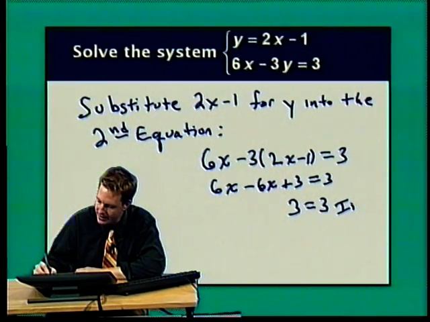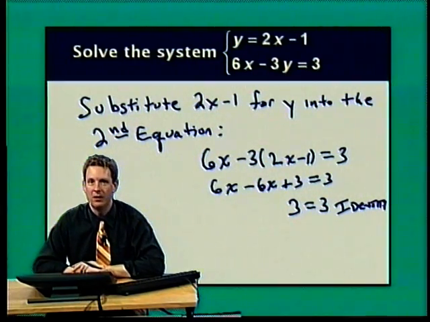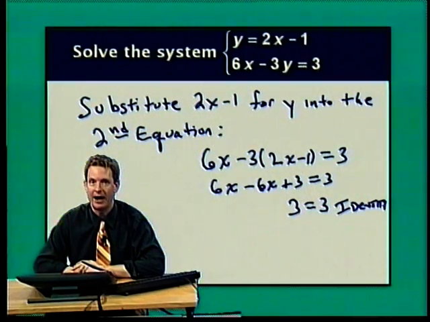This is an identity. 3 always equals 3, regardless of the values of x and y. This is a signal that I have a dependent system of equations. The two equations should graph to the same line. One way I could check this is I could put both equations in slope-intercept form and show that the two equations are equivalent to the same slope-intercept form equation. I'm going to do that in a later example.